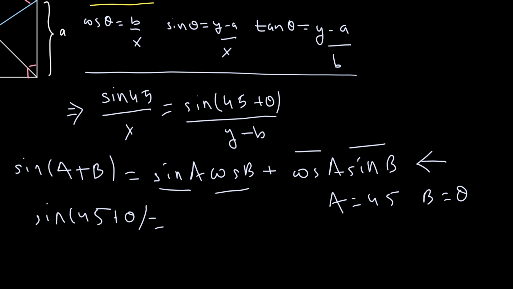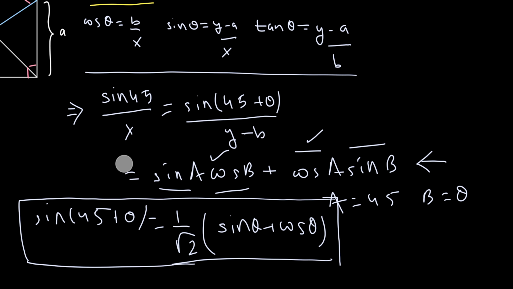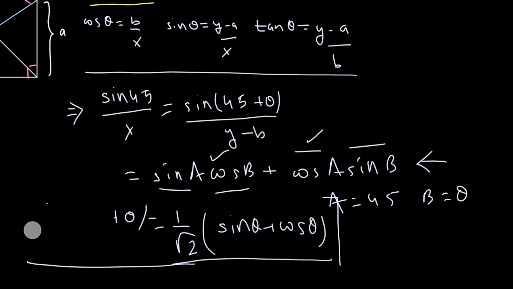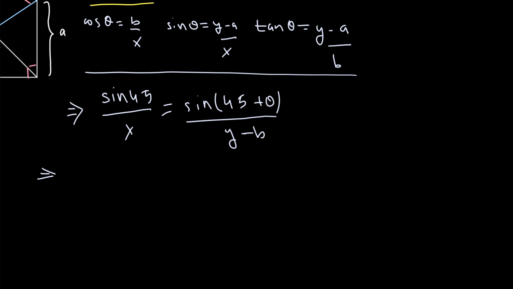Now I know the value of sine 45 and cos 45, that is going to be 1 upon square root of 2. So I can simply take that common from both of these terms, and what will be remaining inside is only sine theta plus cos theta. Okay, so the value of sine of 45 plus theta is this particular thing. So in that equation I'll go ahead and replace sine of 45 plus theta with this value. Okay, now let us rewrite this equation.